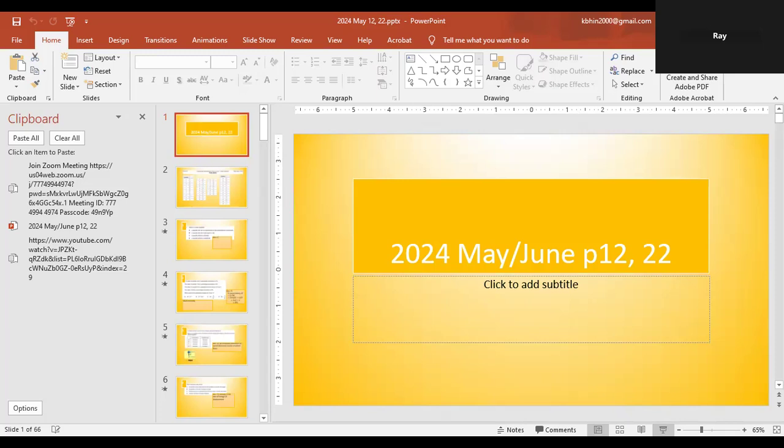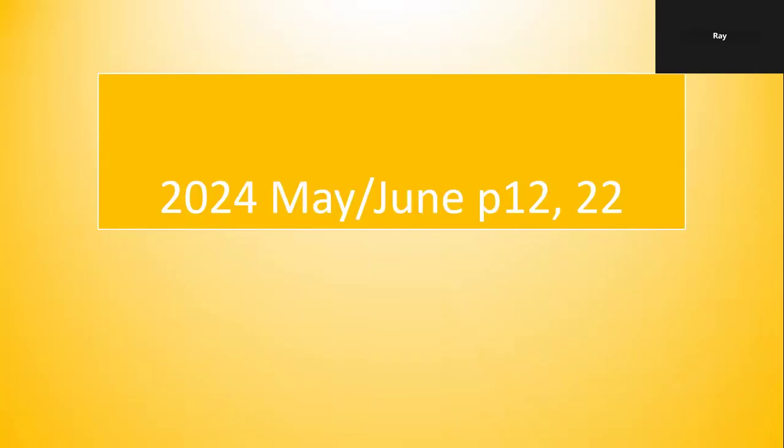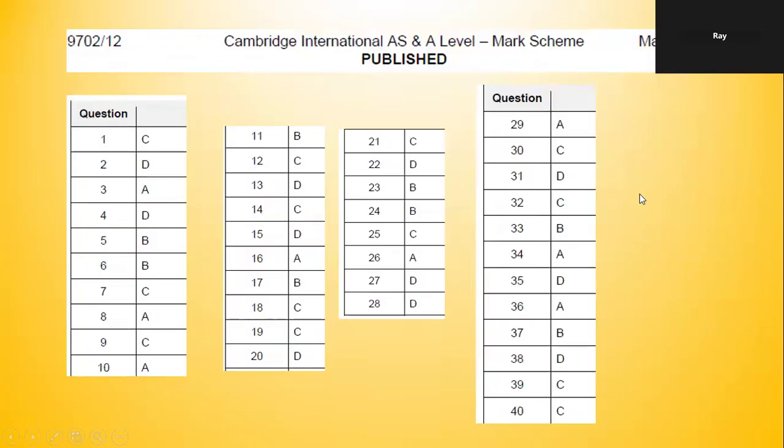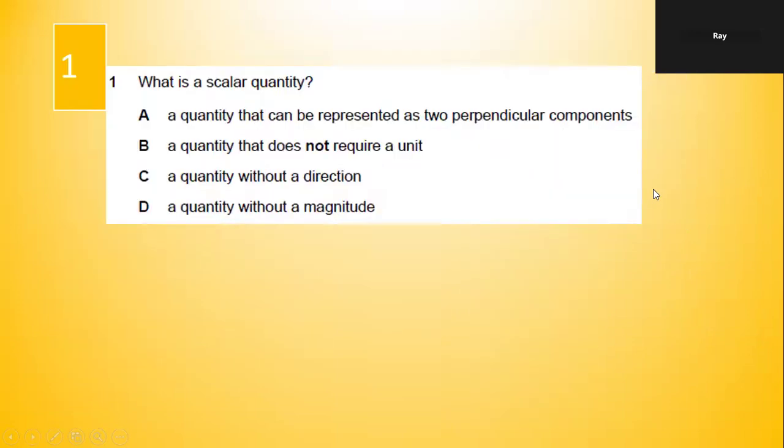Okay, 2024 May, June, paper 12, question 22. Are you ready? Okay, here's the answer. What's the answer for this one? C. C. C, okay.